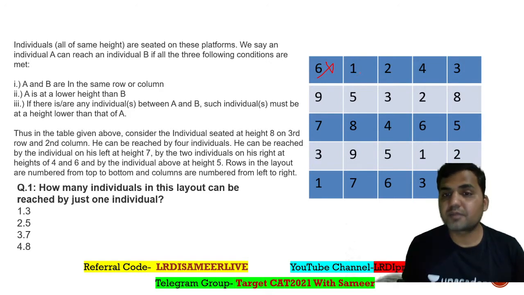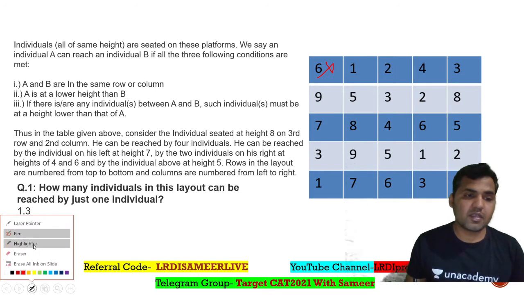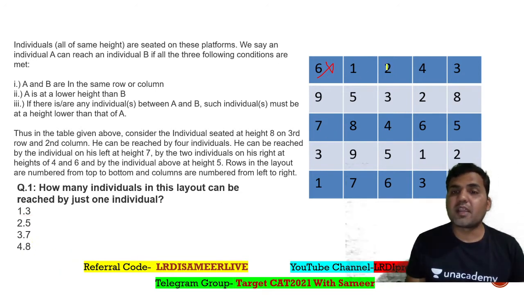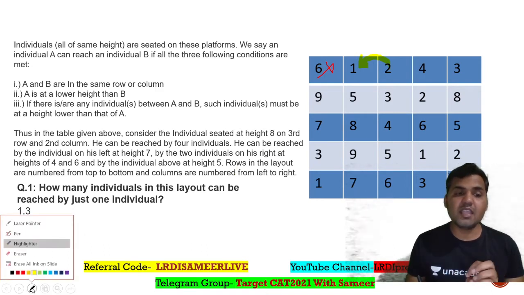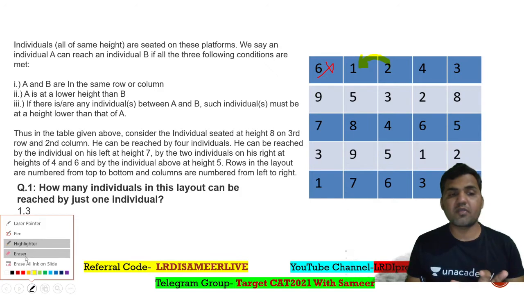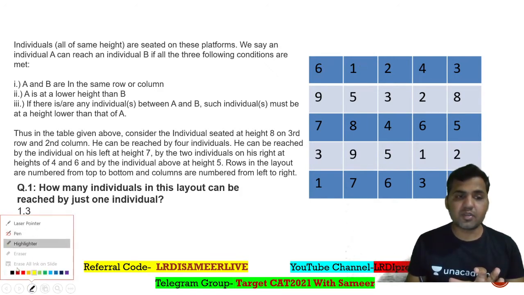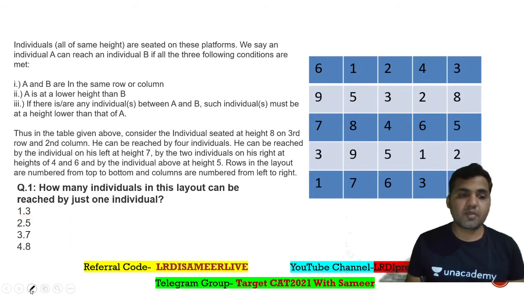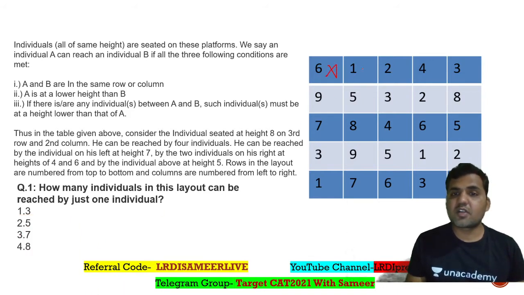If you look at 1, you can see, guys, that 1 cannot be approached by anybody else because 1 is of the lowest height. So 1 cannot be approached by 2 because 2 is at a higher height. Anything surrounding 1 will definitely be of higher height as compared to 1. So 1 cannot be approached by any individual. I am looking for only those individuals which can be approached by one individual only. So 6 is out of the option, 1 is out of the option.